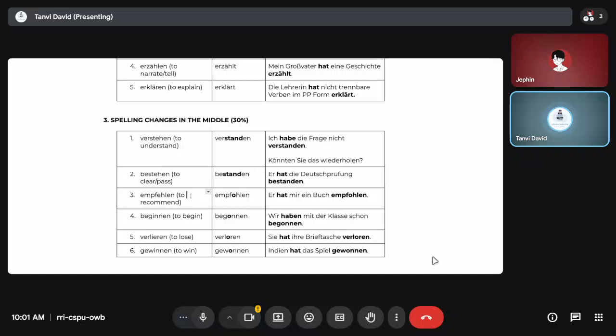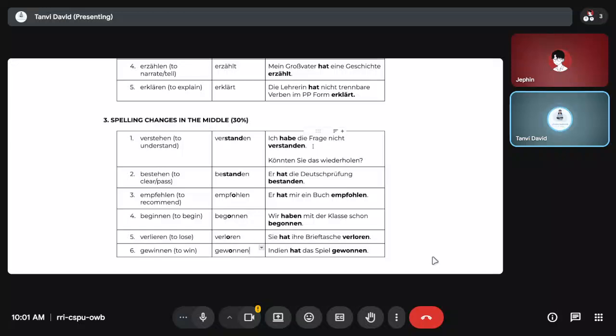Then we have empfehlen. Thankfully, over here, the spelling that changes is either this or this, the O spelling change. We don't have any other sort of changes here. Very hardly will you see another change. Like 90% of the verbs will come under either the O spelling change or stay will change to stand, like this. So empfehlen, empfohlen, beginnen, begonnen, verlieren, verloren, gewinnen, gewonnen.